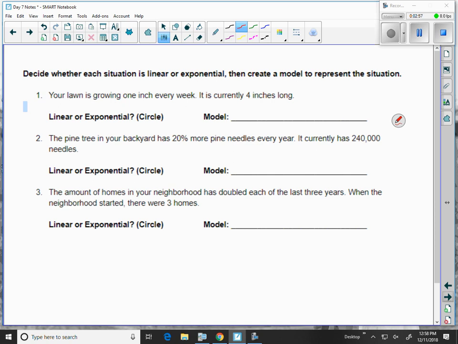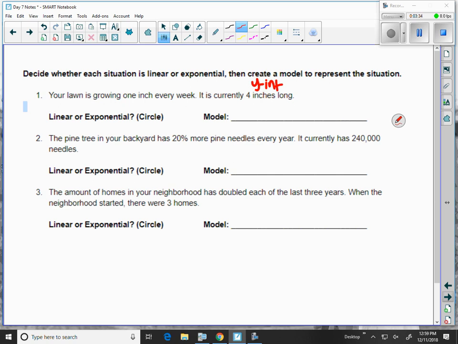So number one, your lawn is growing 1 inch every week. It is currently 4 inches long. So let's talk about that 4 inches. If we have an exponential or a linear, can we agree that both of those equations have a starting value, called a y-intercept? Yes. In this case, our y-intercept is 4. Now, your lawn is growing 1 inch every week. That is our rate. If it's growing 1 inch every week, are we adding an inch every week, or are we multiplying by an inch every week?